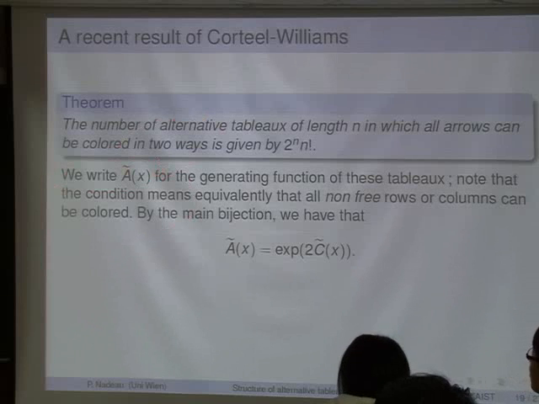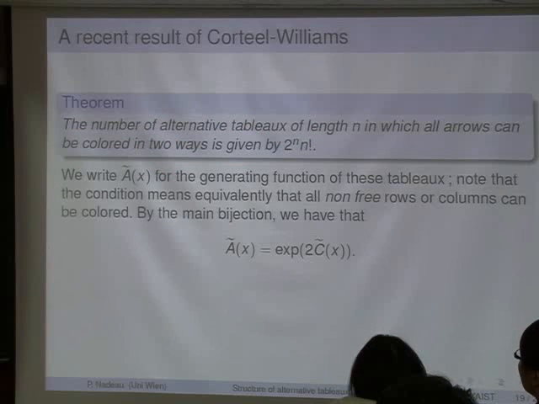So, a very quick theorem to show the power of this method, because this is a theorem: the number of alternating tableaux of length n, where you put a weight 2, in fact, on all arrows. So you can have blue arrows, let's say, and red arrows. We don't care if they are left or up arrows. Each of them can be colored with 2 different colors.